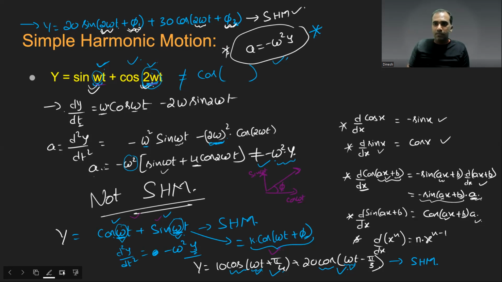Hence, it is SHM. Finally, the conclusion is, when you have a combination of cos or sine, both cos, both sine, one cos, one sine, any combination is okay. When you add two sinusoidal signals with the same angular frequency, then it will be SHM. Why? Because when they have the same angular frequency, when you differentiate twice, the same thing will come outside, and hence you can express it as a equal to minus omega square into displacement. That's why.